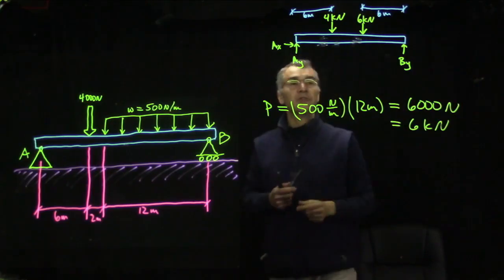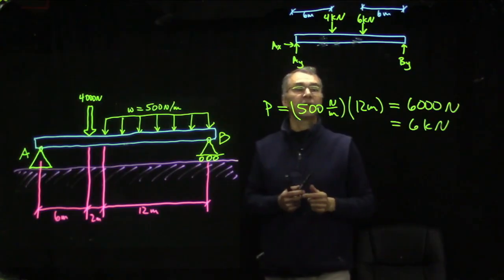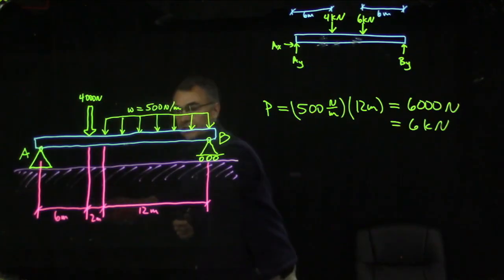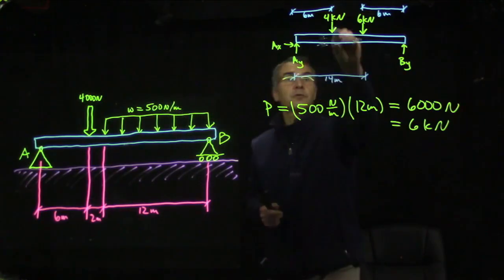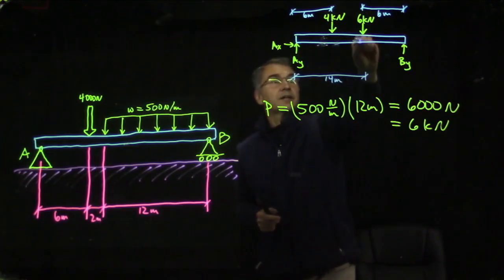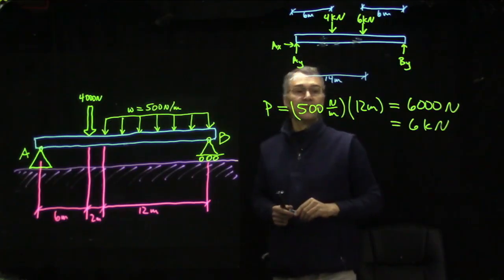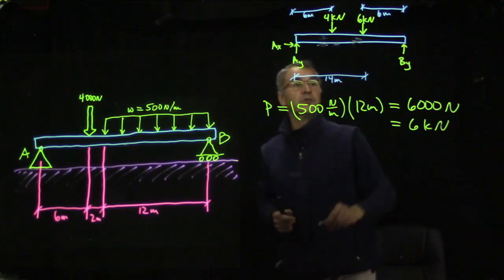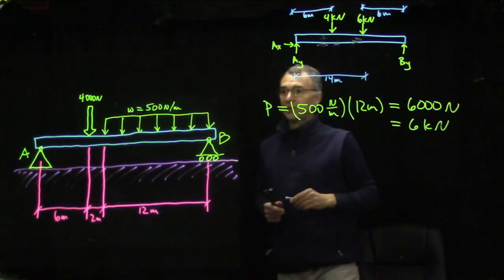And this distance is 6 meters, but really we want the distance from A so that we can do torques or moments about A. 6, 7, 8 plus 6 is 14. So we have a 4 kilonewton concentrated load 6 meters from A, and we have a 6 kilonewton equivalent concentrated load 14 meters from A. Just as a double check on our lengths, 14 plus 6 is 20, 6 plus 2 is 8, plus 12 is 20. So I think we got that right.